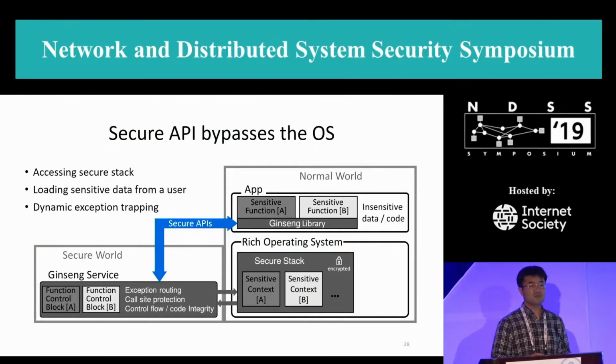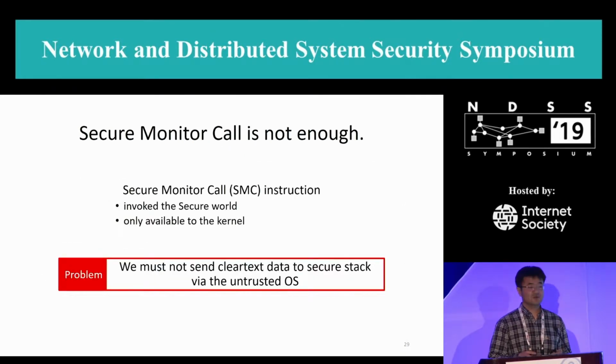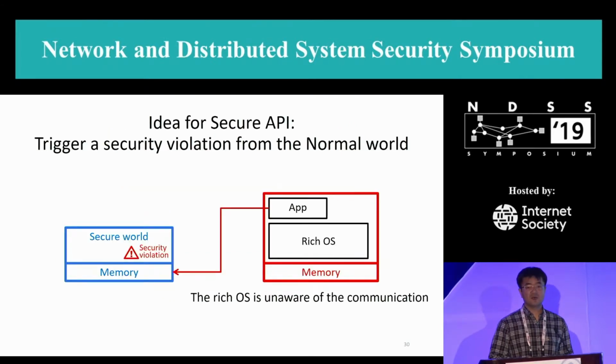We use the secure API. The most important feature of the secure API is the ability for an application to call software in the secure world. There is a way using the SMC instruction in ARM. However, this SMC instruction is only available to the operating system. So in Ginseng, we use security violation.